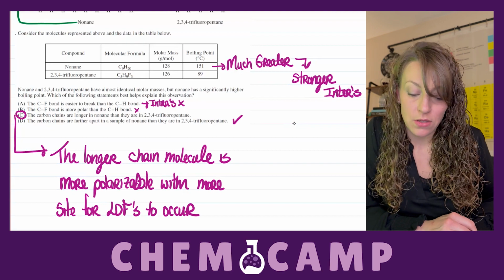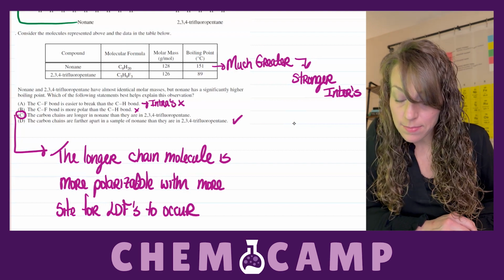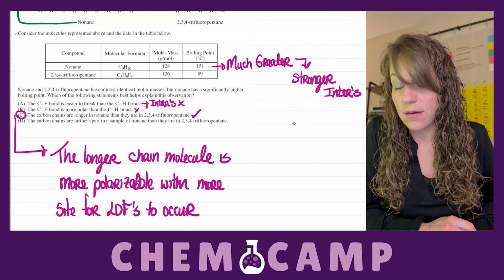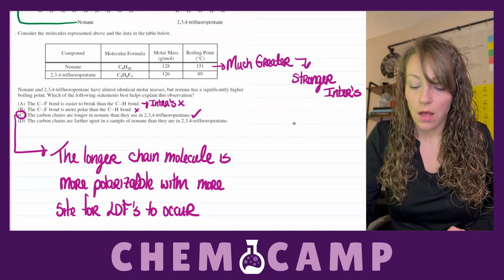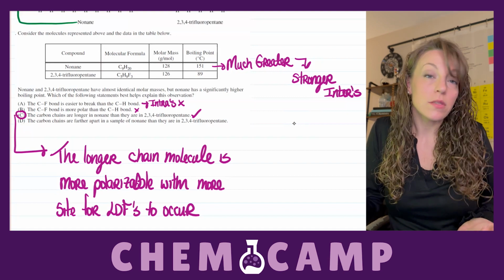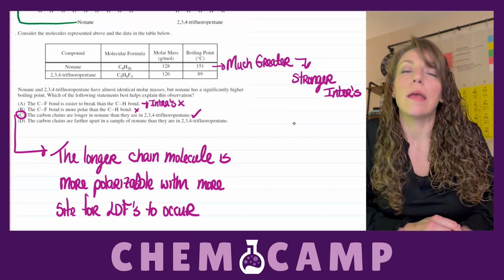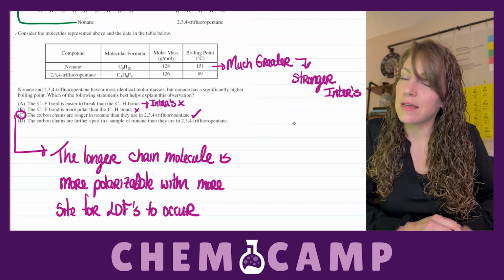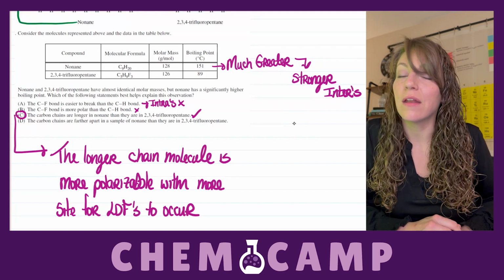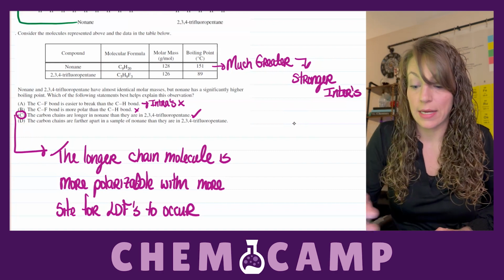Letter D states the carbon chains are further apart in a sample of nonane than they are in 2,3,4-trifluoropentane. This may be true, but since they're further apart, they're actually going to decrease the intermolecular force and weaken it, resulting in a lower boiling point, not higher.